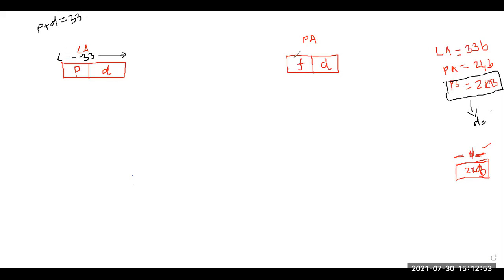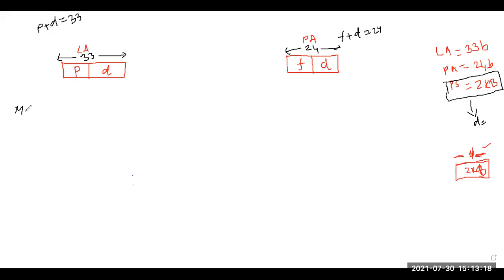Fine. Similarly, how many bits is the physical address using? 24 bits. The physical address is using 24 bits. So can I write F plus D? F plus D is how many bits? 24 bits.